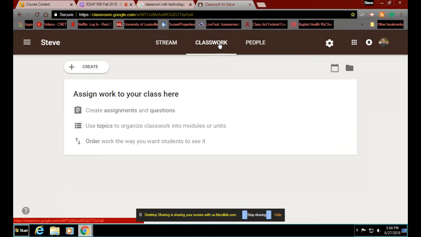Classwork, we do. When we create some things, this is where we're going to put stuff in so that we can demonstrate to Steve our understanding of what we're playing with. We'll do that when we get over to module 3.